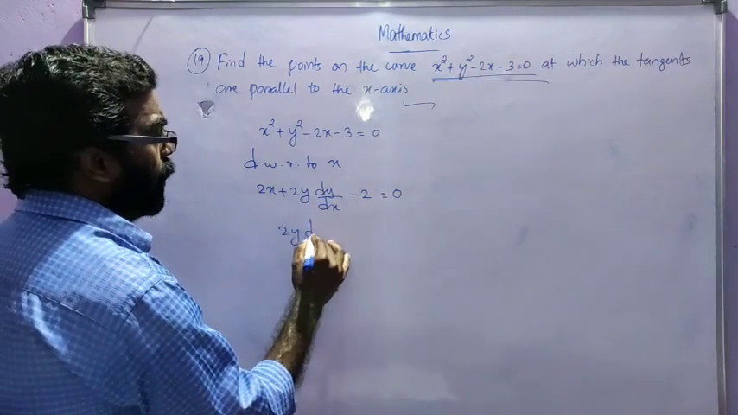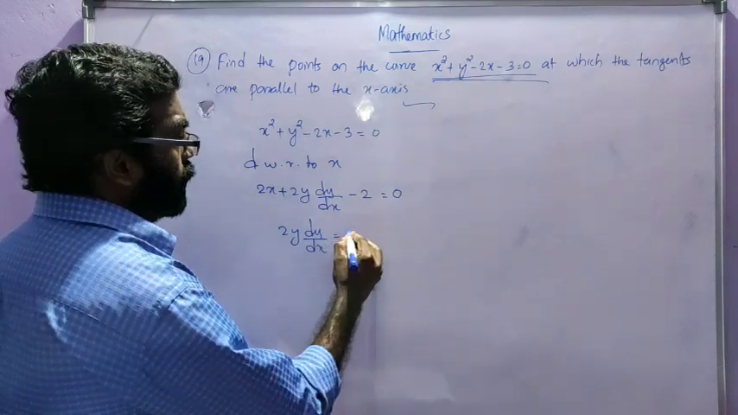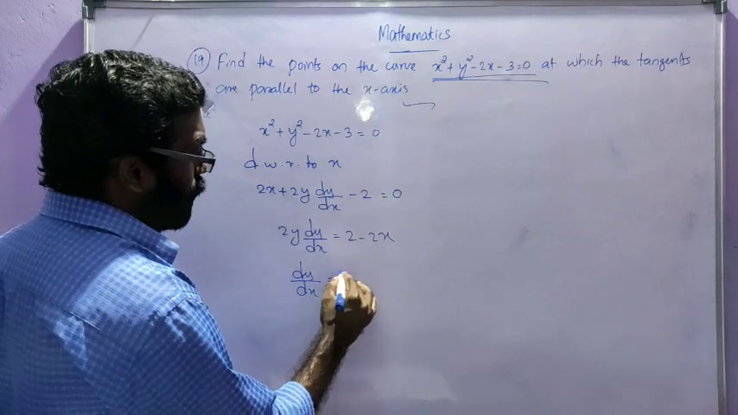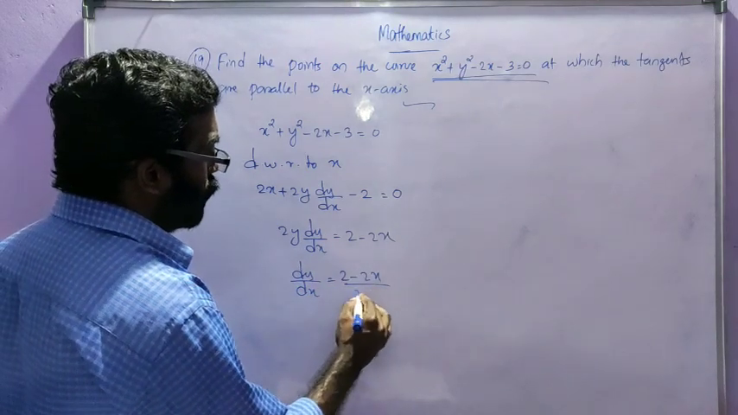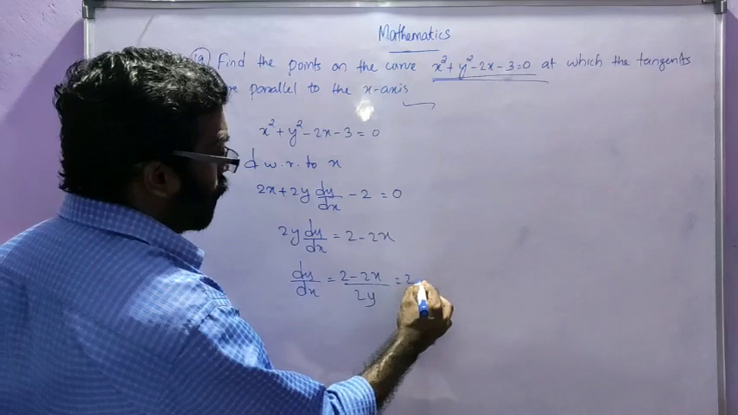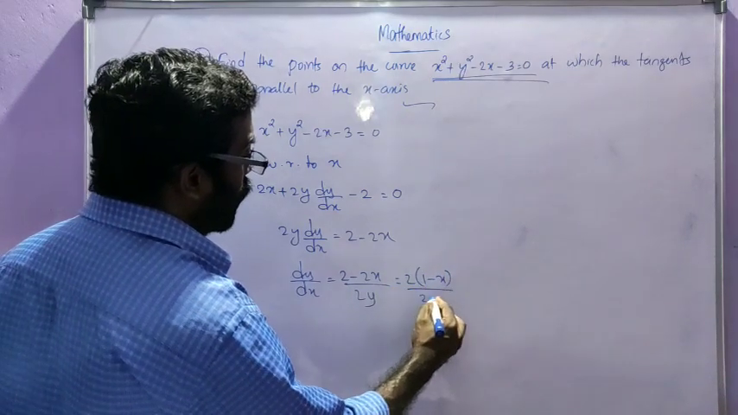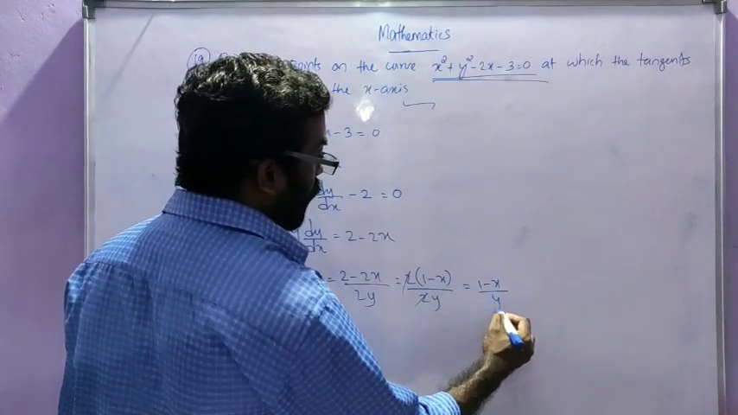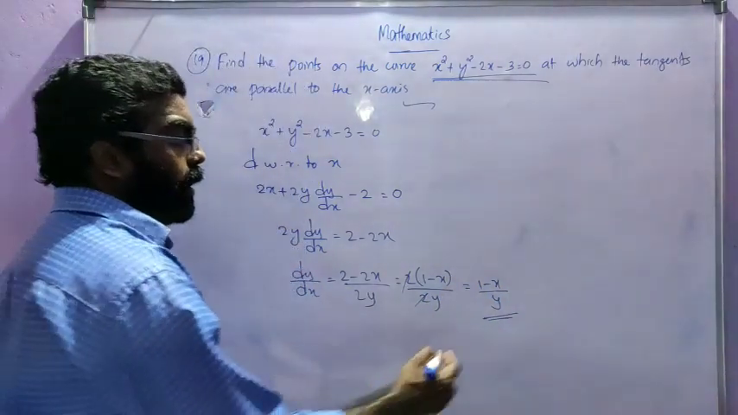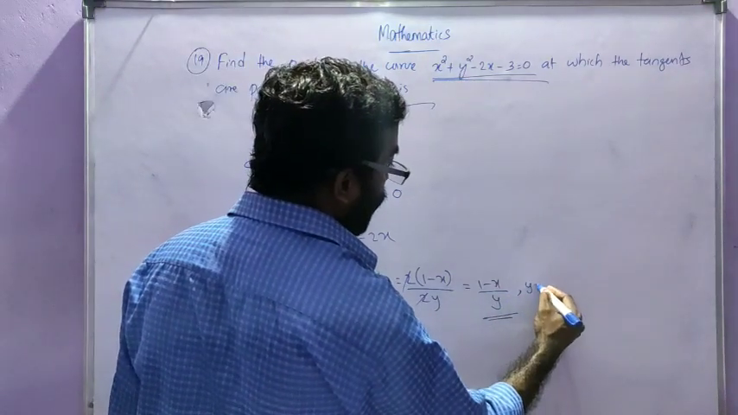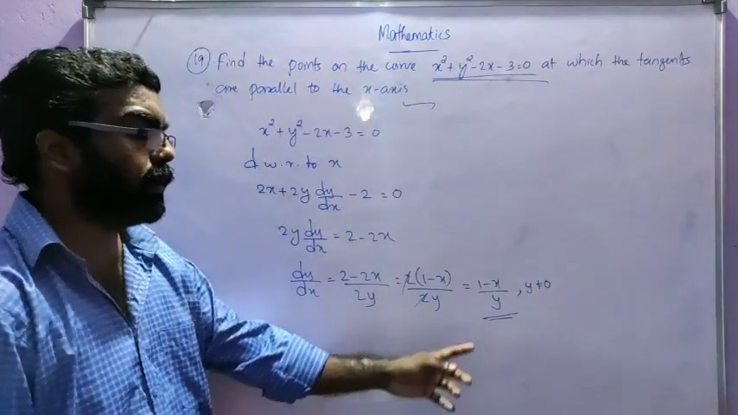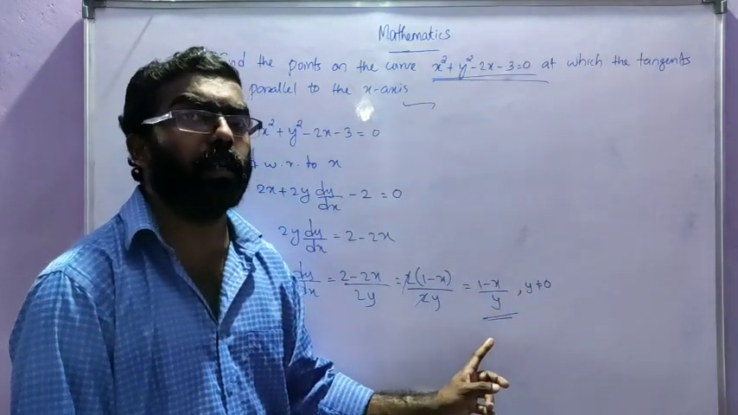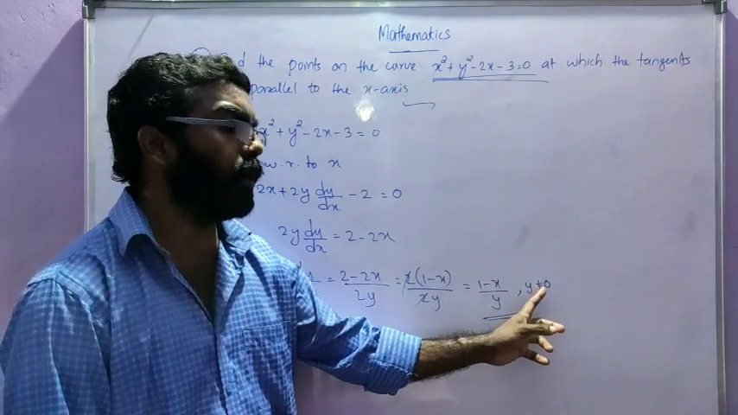Or 2y into dy by dx is equal to 2 minus 2x, dy by dx is equal to 2 minus 2x by 2y. Here we can take 2 common. 2 into 1 minus x divided by 2y. 2 and 2 we can cancel and we get 1 minus x divided by y. So this is dy by dx. Here we can write the condition y not equal to 0, because y is in the denominator. If y is 0, the fraction does not exist. So the denominator cannot be 0.